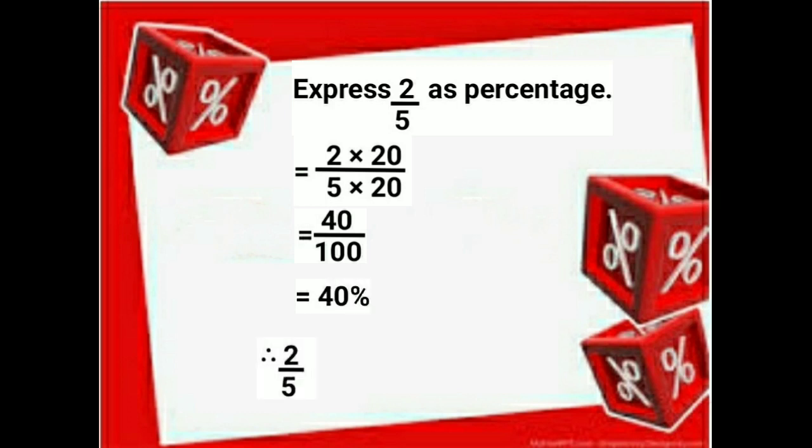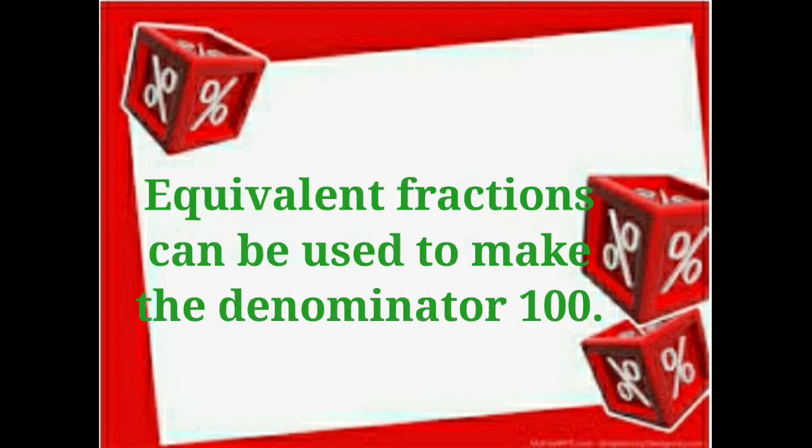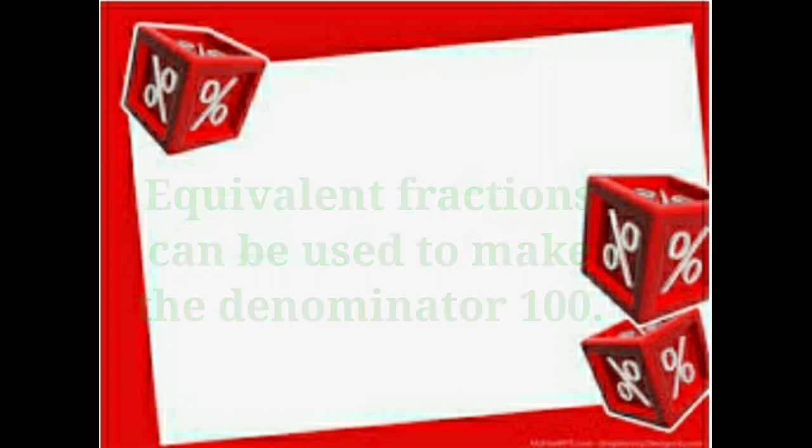Thus, we get 2 upon 5 is equal to 40%. So, the one thing that we learn after solving these two examples is that equivalent fractions can be used to make the denominator 100. Now, let's try solving and understanding a few examples given in your textbook.